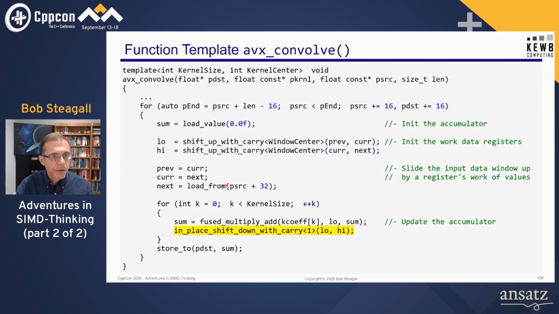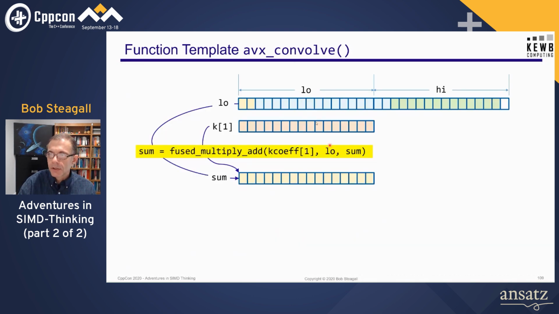I go down and do another shift. This time, I'm going to take the combination of low and high, and I'm going to shift them to the left by 1. That is effectively the same thing as taking that window that represents my kernel and shifting it upward by 1 or to the right by 1. So I shift it down by 1 and I do the fused multiply add operations again. And here's what that looks like.